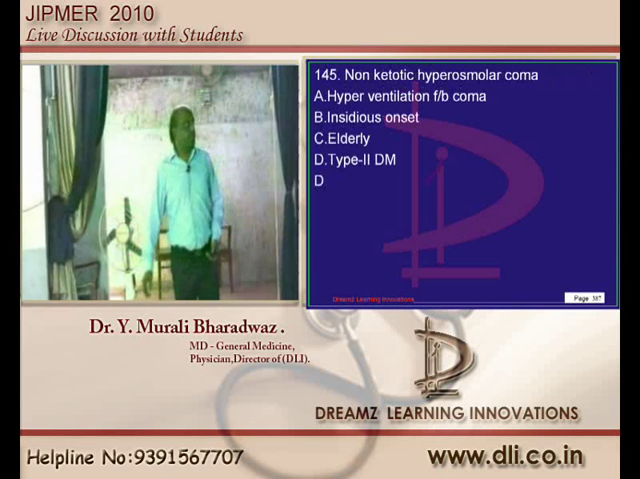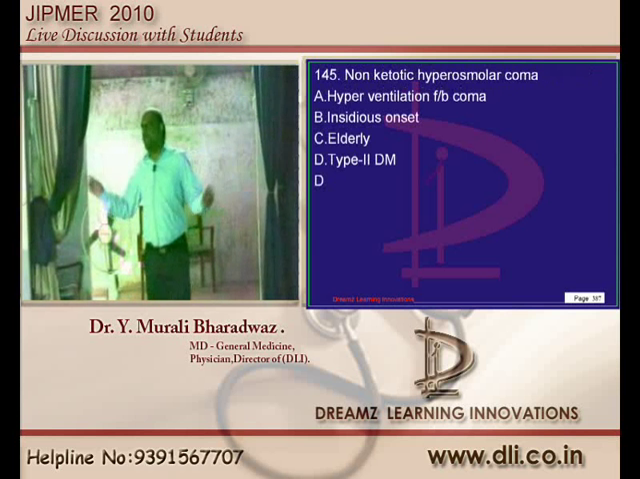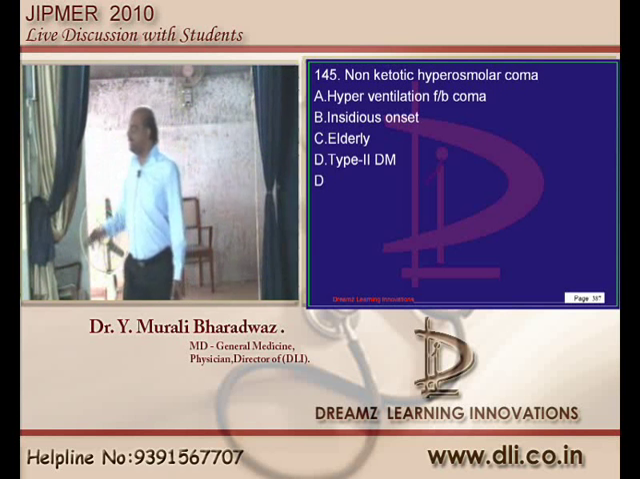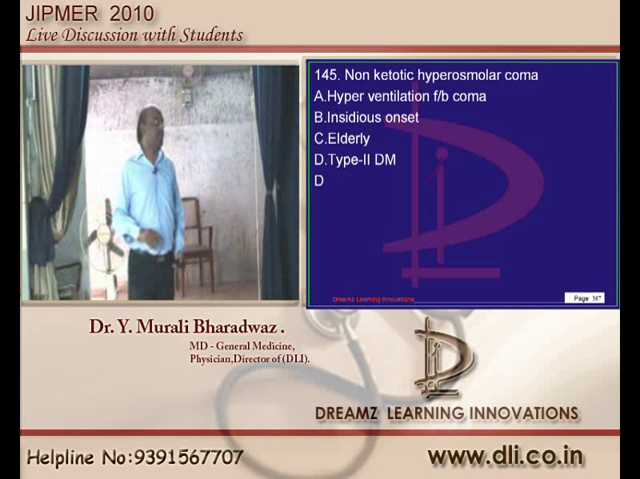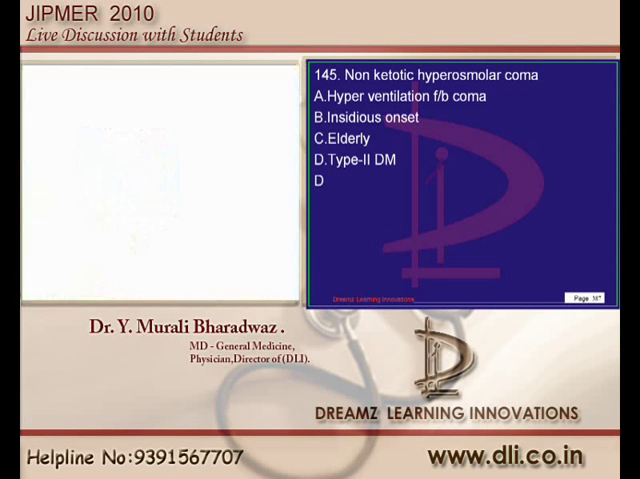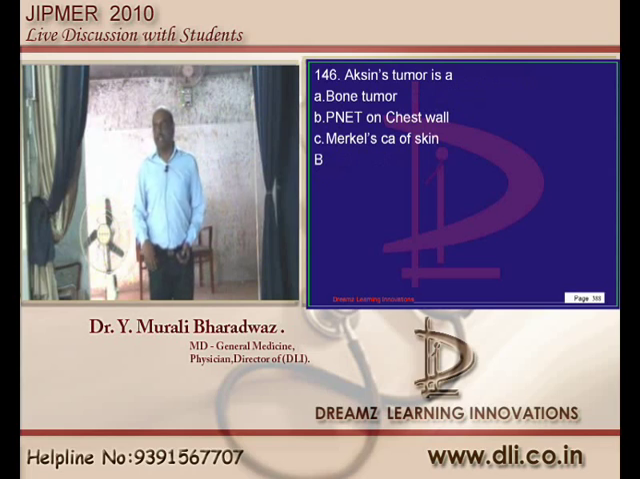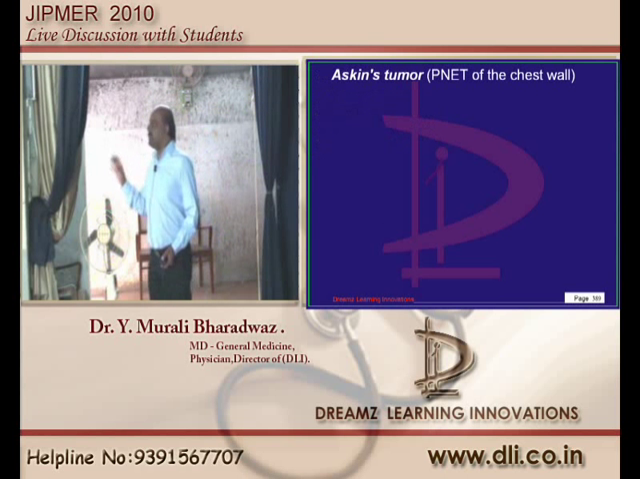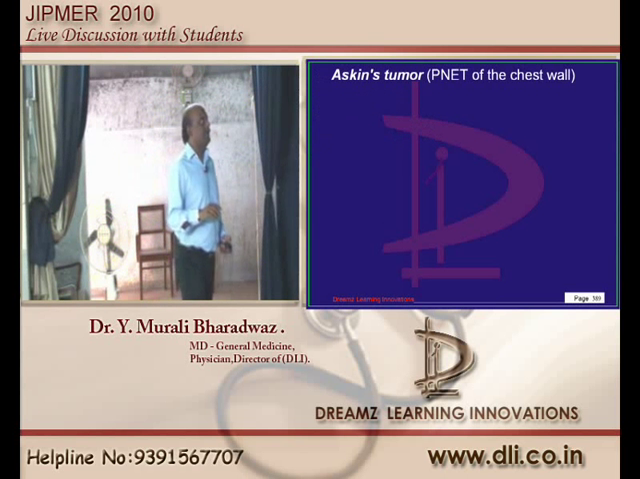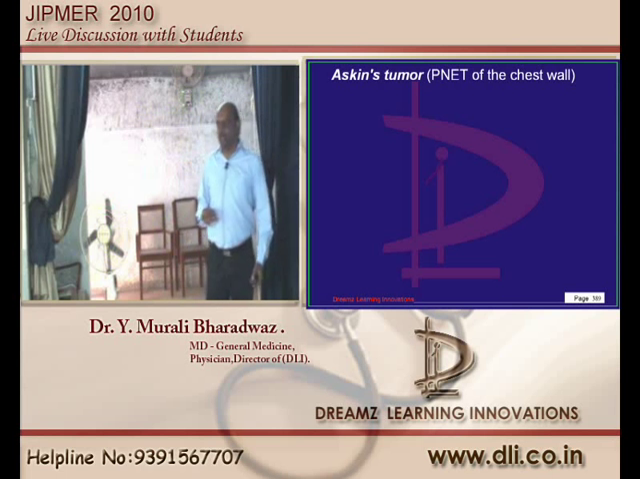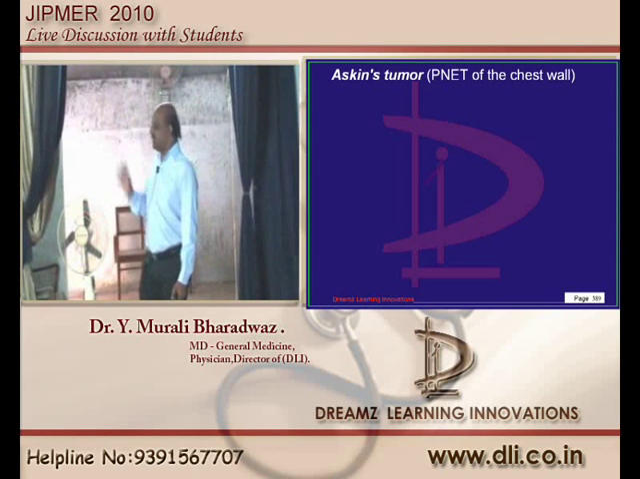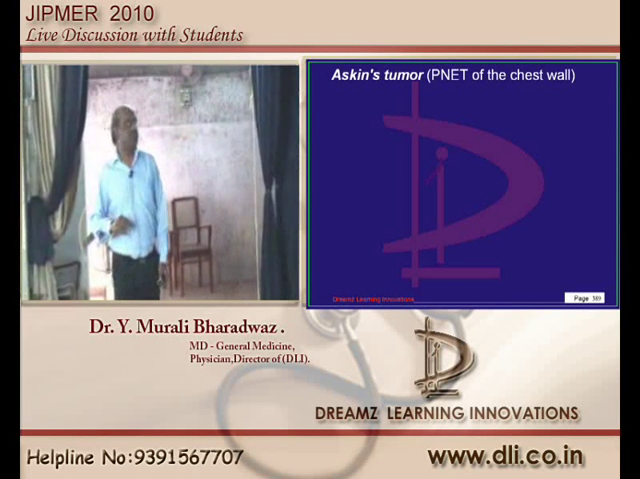Type 2 diabetic individuals are prone to have very hyperglycemic levels which lead to non-ketotic hyperosmolar coma, as all of you know very well. So what is the Askin's tumor? It is the primary neuroectodermal tumor of the chest wall, is called as the Askin's tumor, but this is only a fancy question of examiner's delirious state.